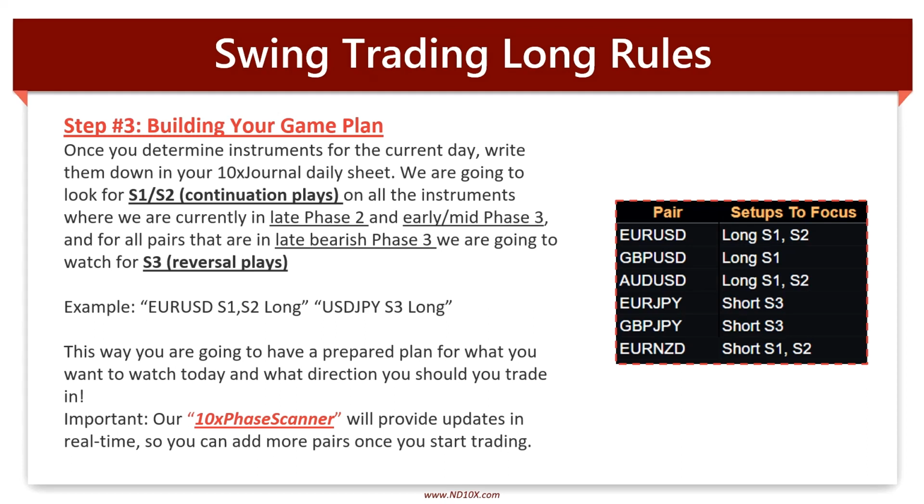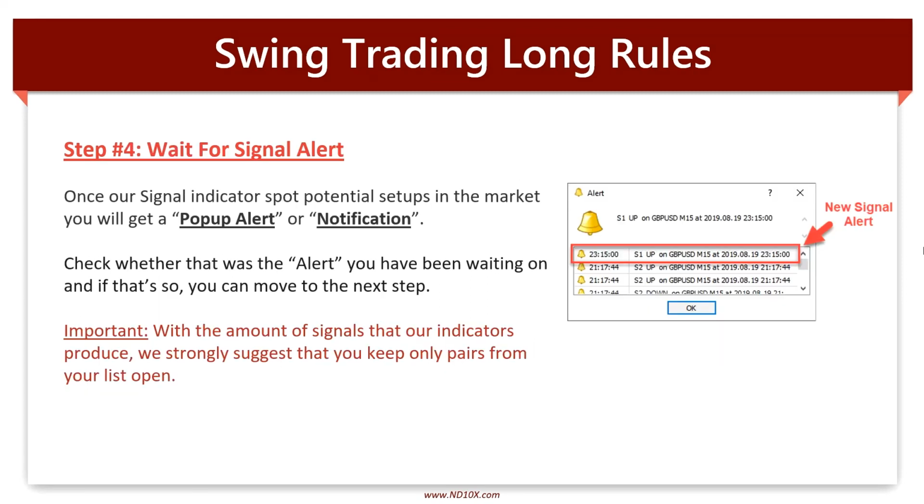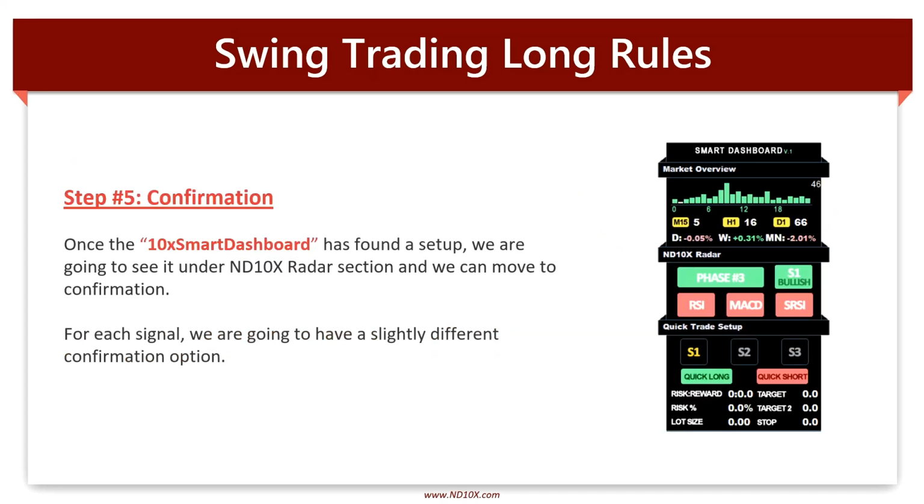This way, you are going to have a prepared plan for what you want to watch today and what direction you should trade in. Important, our 10x phase scanner will provide updates in real time, so you can add more pairs once you start trading. Step 4. Wait for signal alert. Once our signal indicator spots potential setups in the market, you will get a pop-up alert or notification. Check whether that was the alert you have been waiting on, and if that's so, you can move to the next step. Important. With the amount of signals that our indicators produce, we strongly suggest that you keep only pairs from your list open.